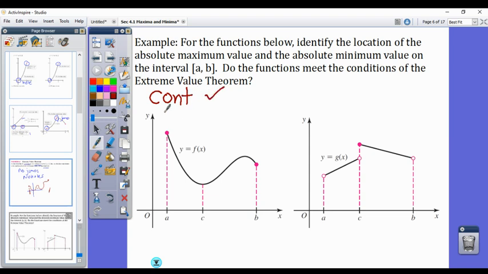Is it a closed interval? Yep, because we're just talking about from A to B. All right, so then the question is, do we have an absolute max? And the answer is yes, our absolute max is right here. So if we were going to write that as a point, since I don't actually have numbers, I have just A, we're going to say A and the value of your function at A, since we don't know what it is, and that is our absolute max.